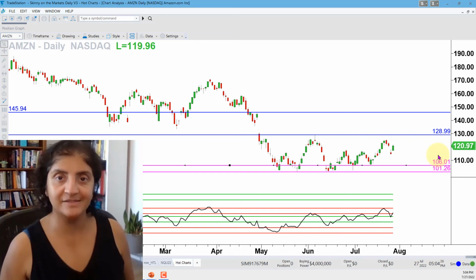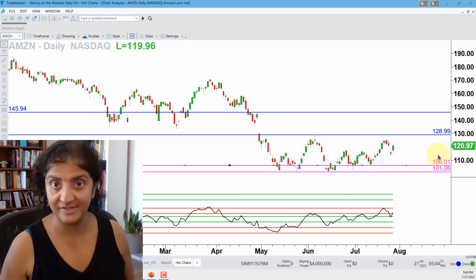So now you have a good sense of what's going on in Amazon and Apple heading into earnings. Definitely look at the technicals for yourself.